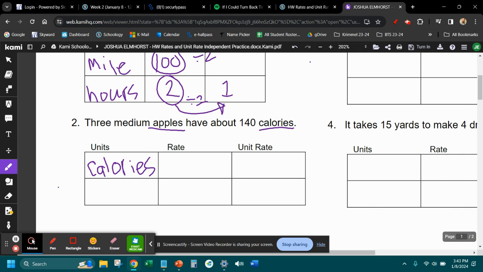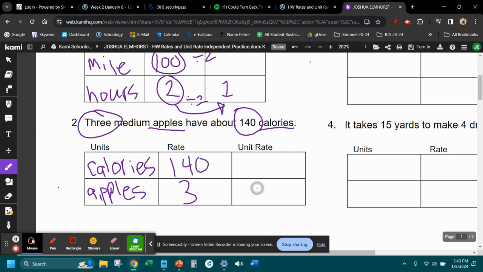Okay, so number 2, we need to ask, are we going to do apples to calories or calories per apple? And calories per apple makes more sense to calculate. So we have 140 calories for 3 apples. So now we look for the unit rate of 1.